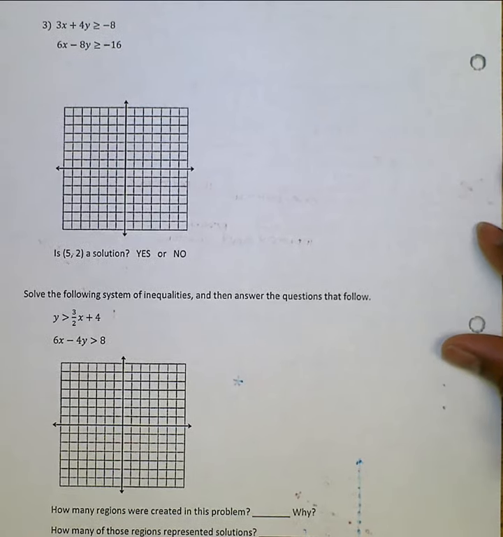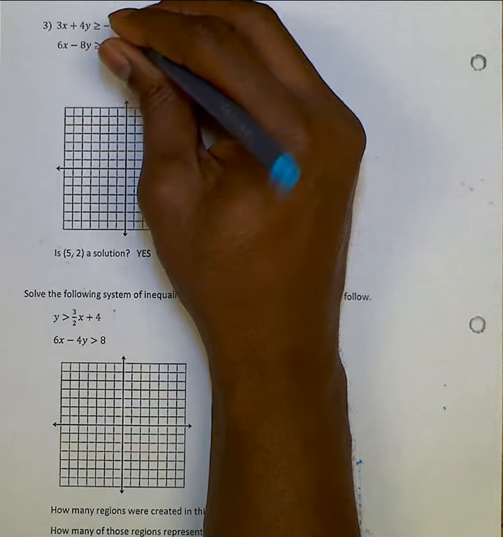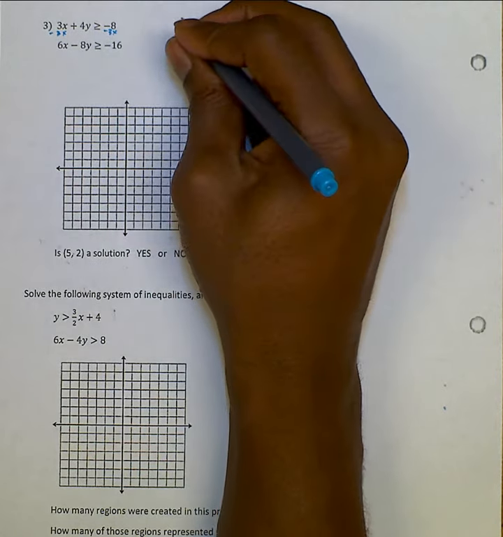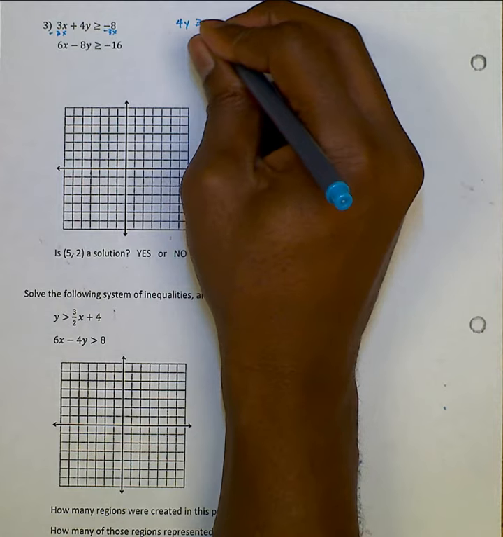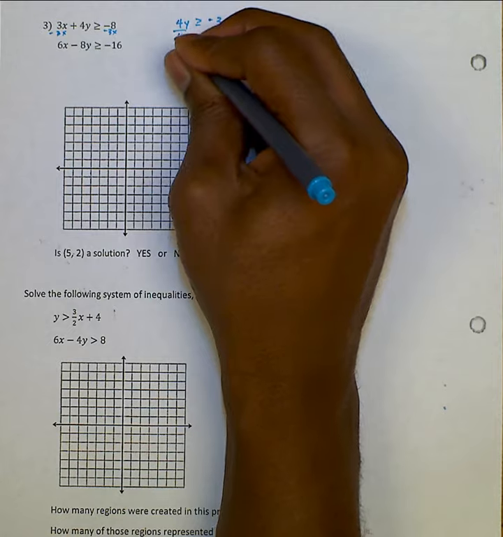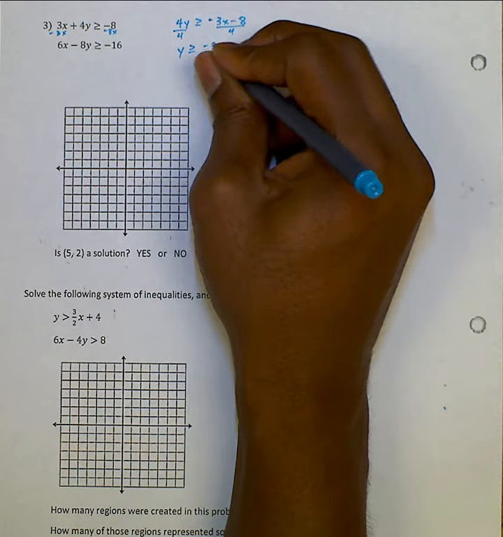Okay, so we have 3x plus 4y is greater than or equal to negative 8, and 6x minus 8y is greater than or equal to negative 16. Okay, I'm going to change these to slope-intercept form, so I'm going to try to get y by itself. So I'll start by subtracting 3x from both sides. So I'll have 4y is greater than or equal to negative 3x minus 8. Divide by 4. And I get y is greater than or equal to negative 3/4 x minus 2.